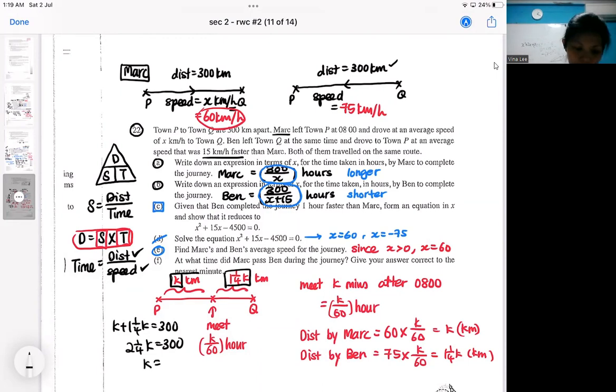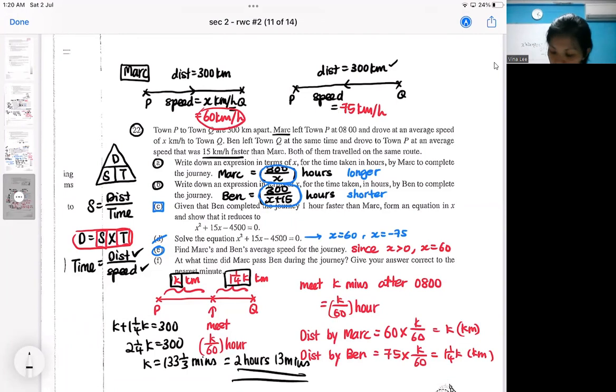You will get 133 and 1/3 minutes. So that is around 2 hours, 2 hours minus 120 minutes and 13 minutes. So 2 hours 13 minutes after 8 o'clock, there will be 10:13. So this is the time that they meet. So that is a bit difficult. Usually a lot of people will get stuck in part F as well. So this one is a pretty long question.